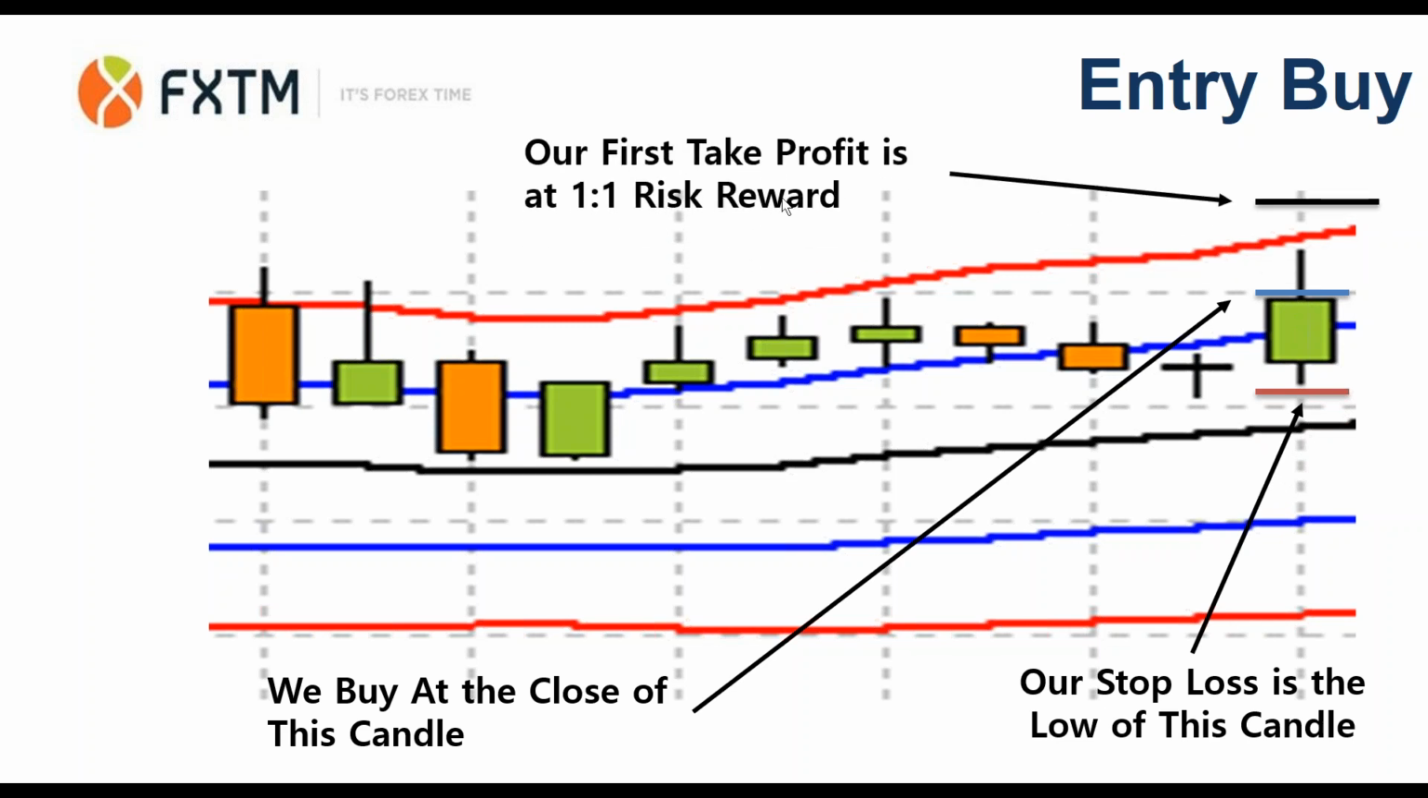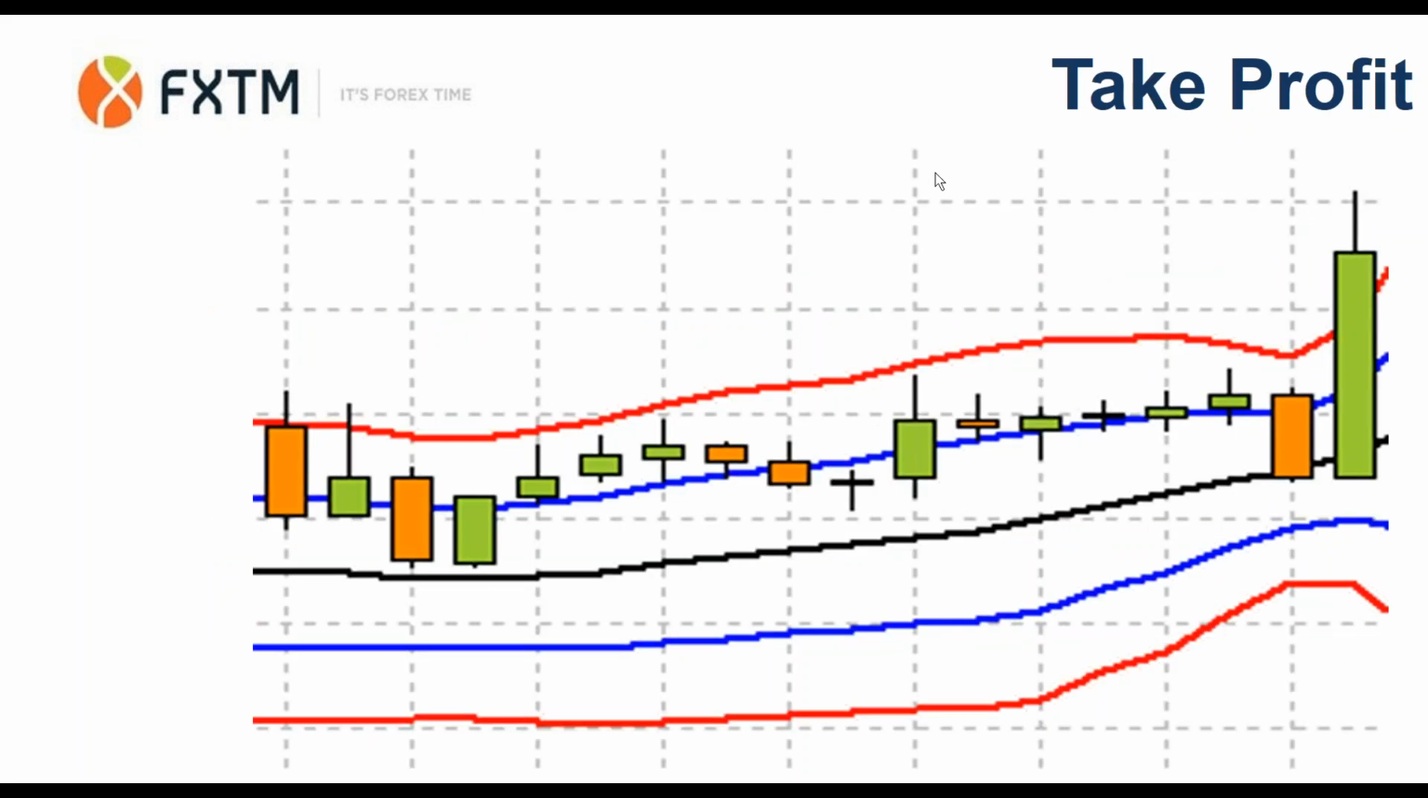And then our first take profit is at a 1-to-1 risk reward, meaning whatever the distance is over here, from your entry to your stop loss, you're going to take the same distance to your take profit number 1. Okay, does that make sense, everyone? Excellent. Okay, now let's look at the example.